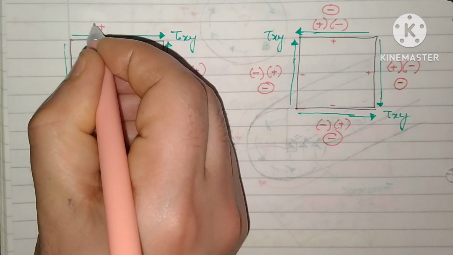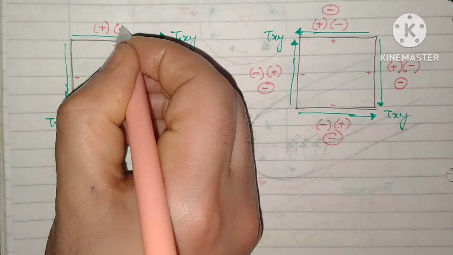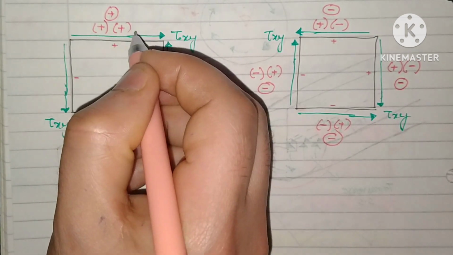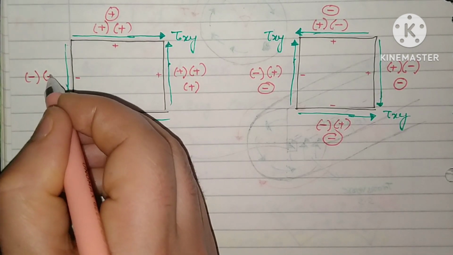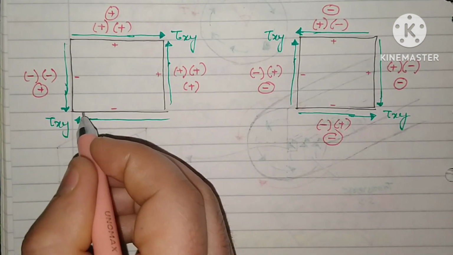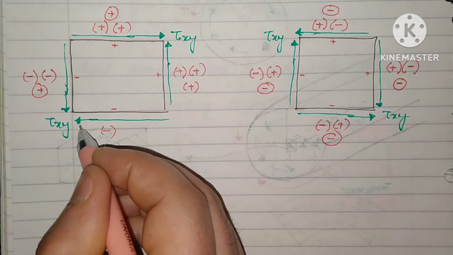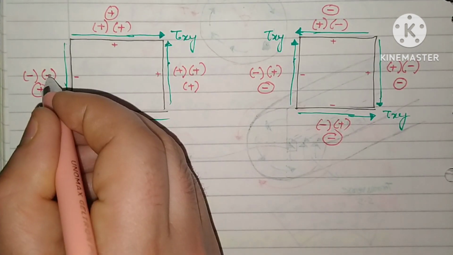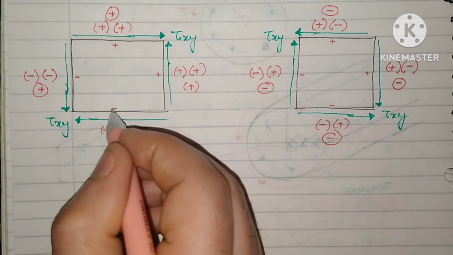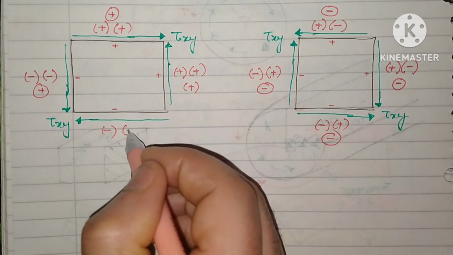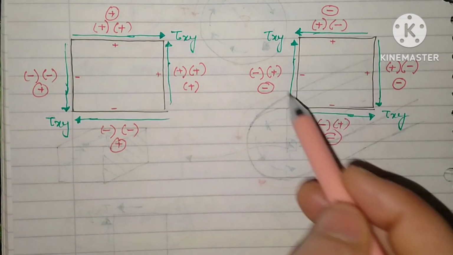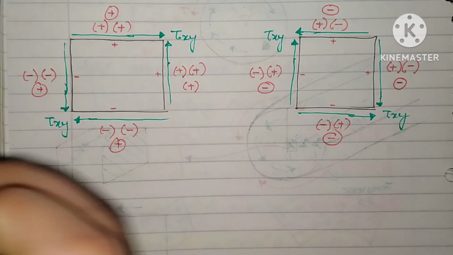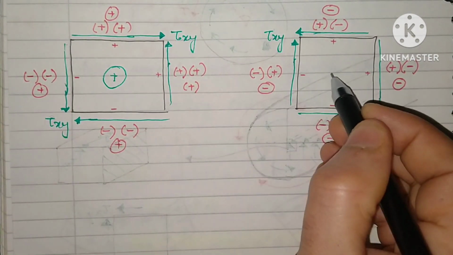If we check the other shear stresses here, it is a positive face and the stresses are acting in the positive direction. Positive into positive will be positive, so the shear stress will be positive. If you check this one, it is the negative face and the stresses are acting in the negative direction. Negative into negative will be positive. This is the negative face and the shear stresses are acting in the negative direction, positive x direction here, negative x direction there. Negative and negative will be positive. So this one is the positive shear stress and this one is the negative shear stress. This is the sign convention of shear stress.